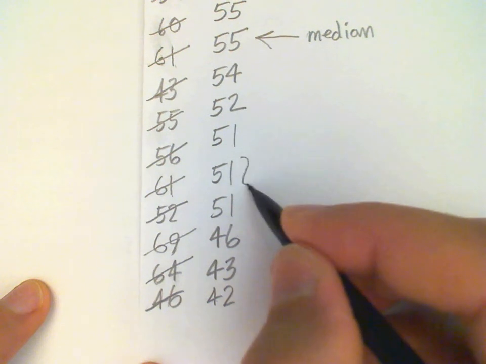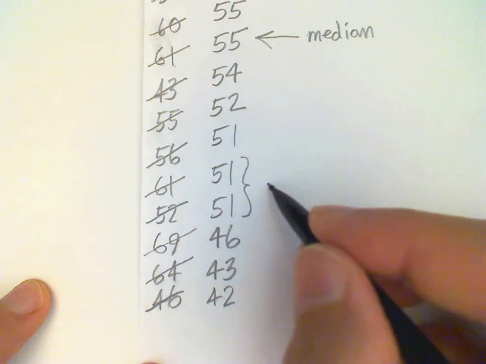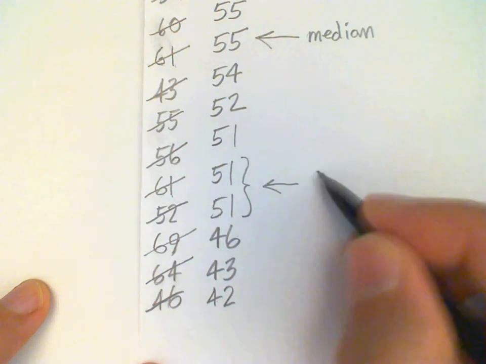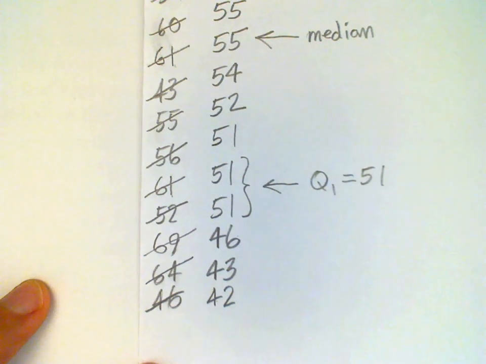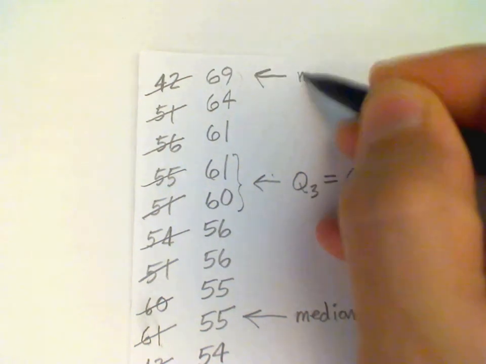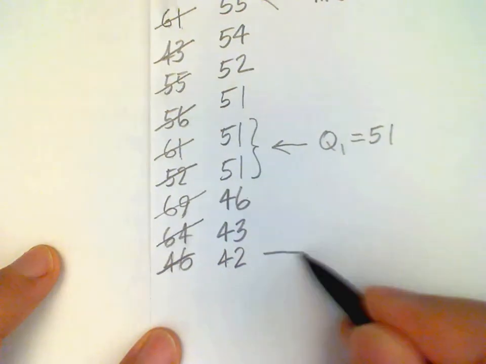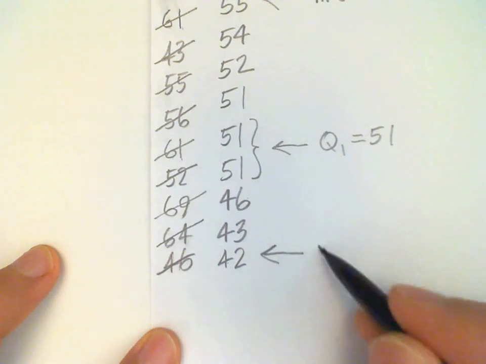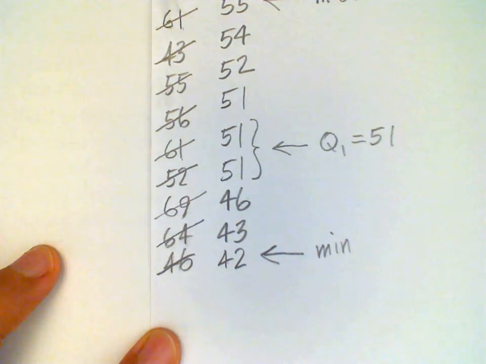For my lower half, these 51s represent the median of the lower half, and so that gives me my 1st quartile. Okay, and then my maximum value is obviously up here at the top, and my minimum value obviously here at the bottom. So there's my 5-number summary for this data set.